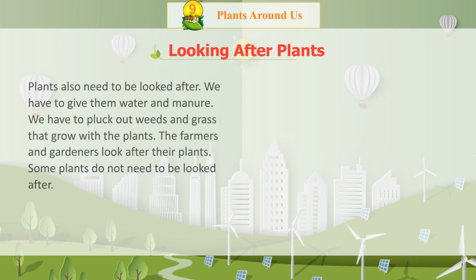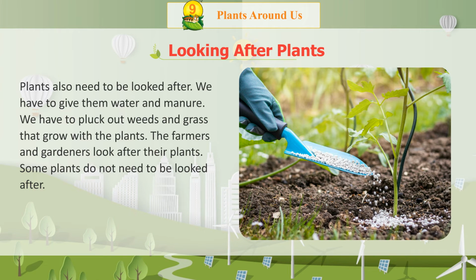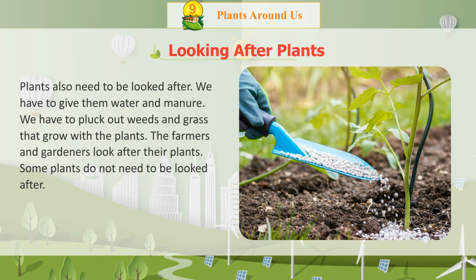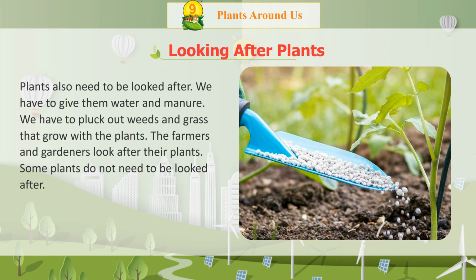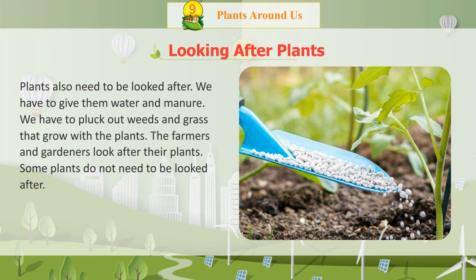Looking after plants. Plants also need to be looked after. We have to give them water and manure. We have to pluck out weeds and grass that grow with the plants. The farmers and gardeners look after their plants.